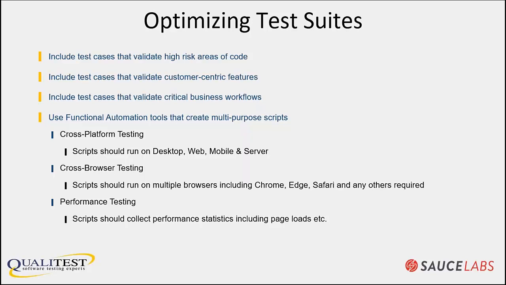We want to make sure that every test is giving us the most information for the smallest amount of test. It's kind of like you've got to get your biggest bang for your buck. So in these test suites, we need to validate the highest risk areas of code. Now, how do we get that information? Well, we talk to our developers. And that's about the DevOps culture. We're all a team in the DevOps culture.